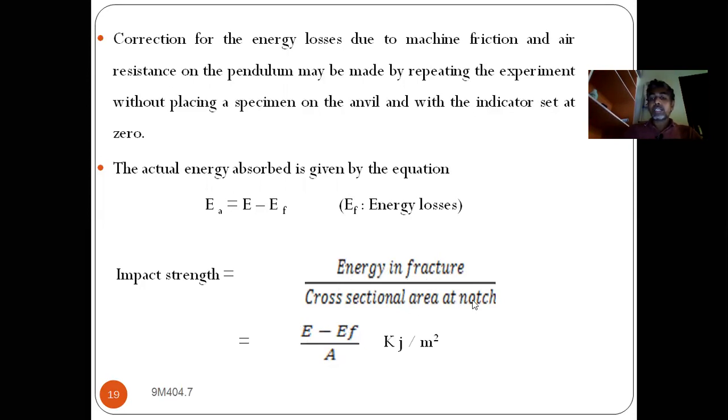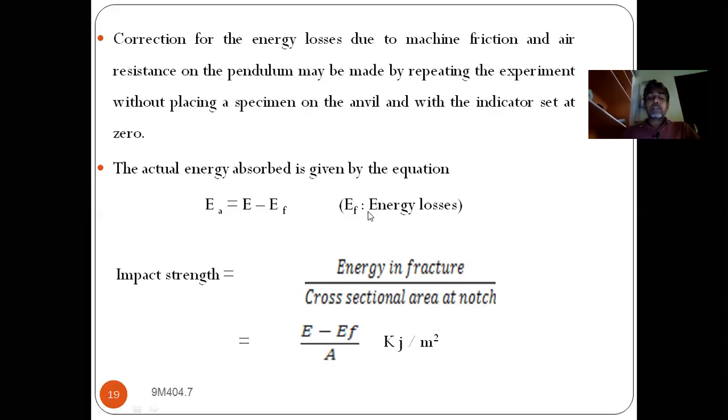So what is the cross-sectional area at the notch? That is A. So here you are getting kilojoules per meter square. Already you have E minus EF, which is in kg meter, and area is meter square. So from that, you are getting kilojoules per meter square. In this way, we will find out the impact strength.